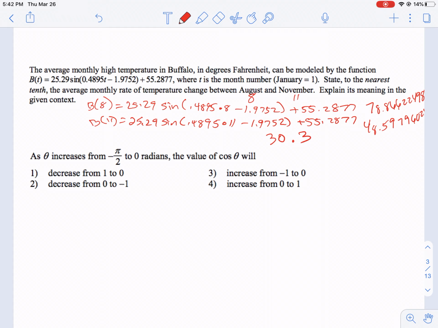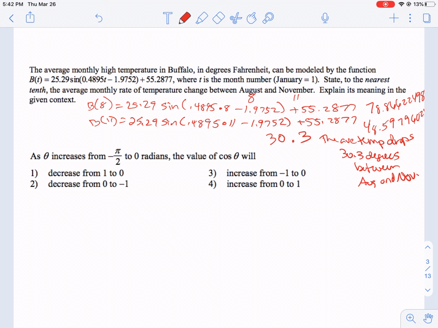Explain the meaning in the given context. The average temperature drops 30.3 degrees between August and November. That works.